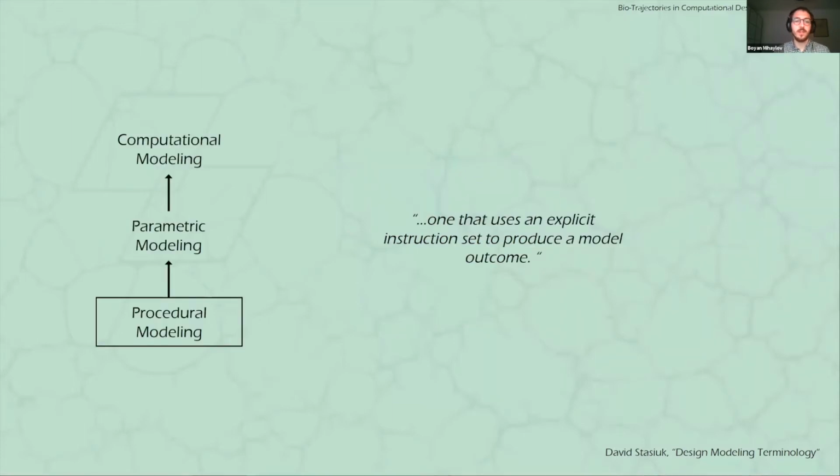To start with, there's procedural modeling, which David Stasiuk describes as one that uses an explicit instruction set to produce a model outcome. You can view it as an opposition to what we might call first-order modeling or hand modeling, so the purely intuitive subsequent drawing or sculpting of a design as a model. And instead, procedural modeling is, in the broadest possible meaning, constructing algorithms to create a design.